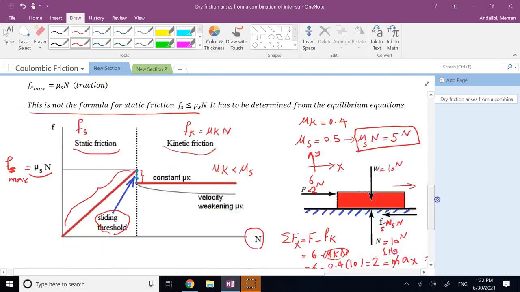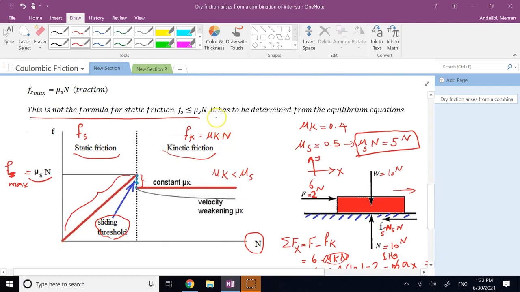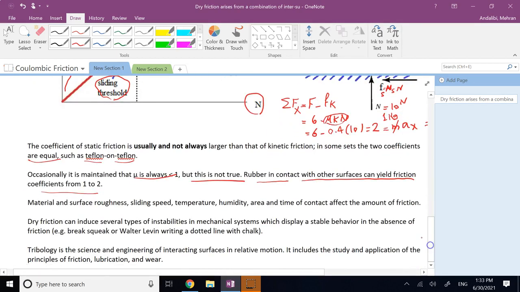And mu between 1 and 2 means what? It means your friction force is going to be bigger than your pressing force N. So if you press them with 10 Newtons, your friction could be like 14 Newtons, 15 Newtons. There is no reason that this friction should always be less than the pressing force. It definitely depends on the material. So the assumption that mu is always less than 1 is not correct.